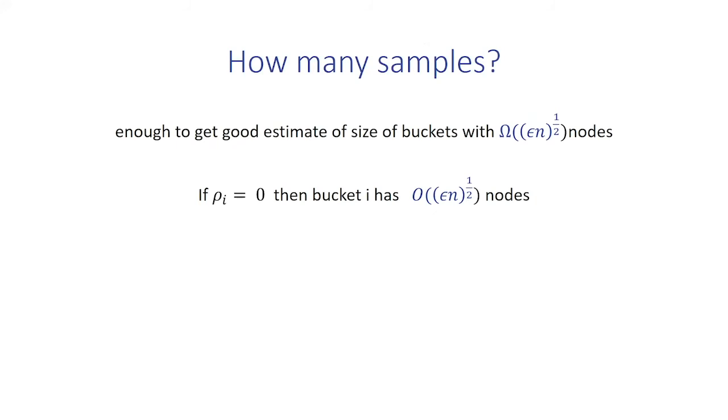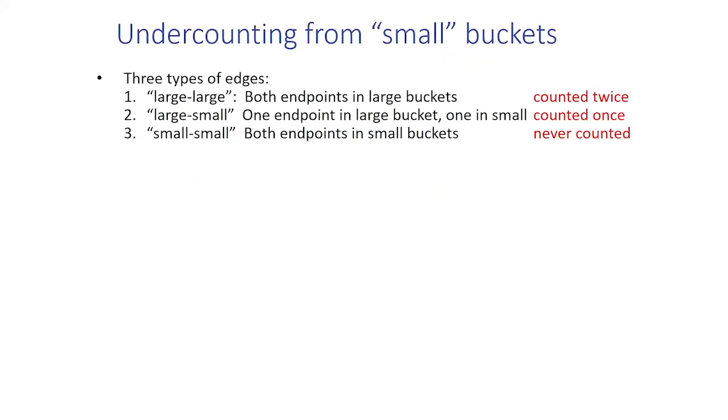I want to say that the buckets that have lots of nodes are all going to have lots of samples. So if there's a bucket that you don't see lots of samples for, then you can assume it was small. And between the small guys, there are not any edges, but I think you may be worried about something, which let me get to in this next slide.